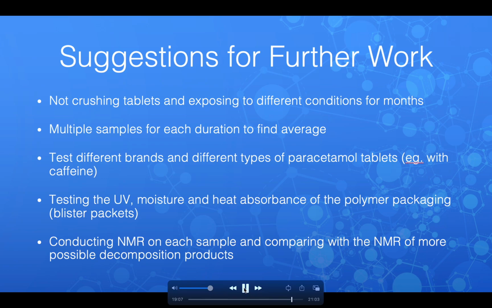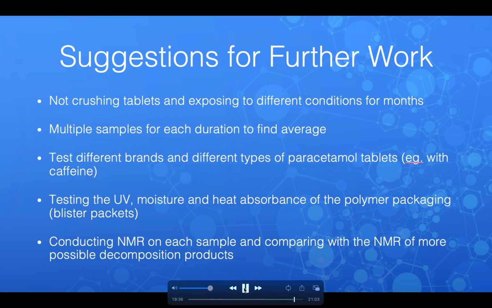So some suggestions for further work is not crushing the tablets and exposing those tablets to different conditions for a period of months on end. Now that we know that there is a correlation between mass and time, it's definitely worth doing much longer experiments. I also think it would be valuable to leave multiple samples for each duration and each condition to find an average, which would make results more reliable as well.